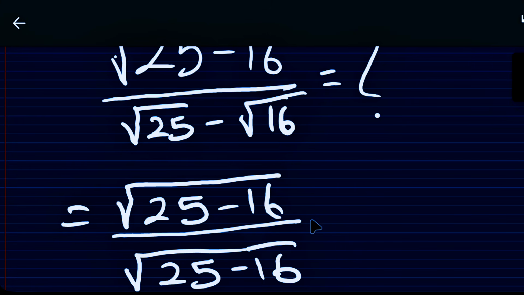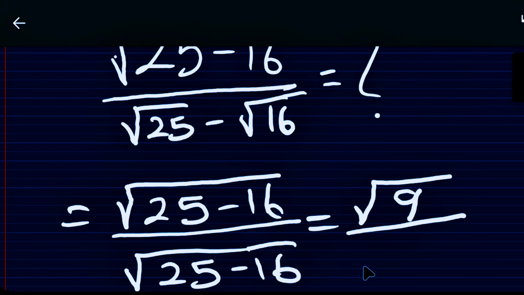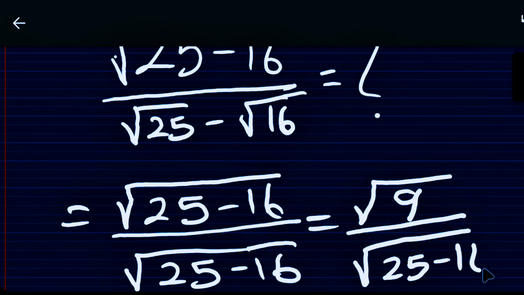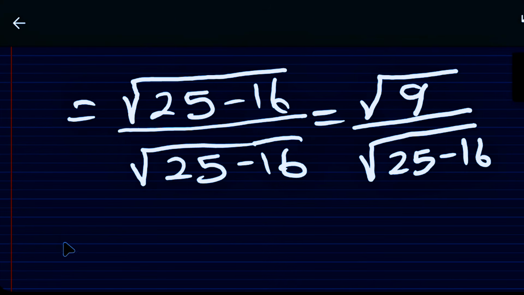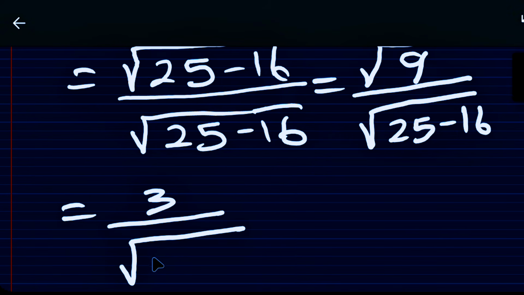So from here they wrote square root of 25 minus 16 equals 9, then divide by square root of 25 minus 16. Now from here they wrote this as square root of 9 equals 3, then divide by square root of 25 minus 16.